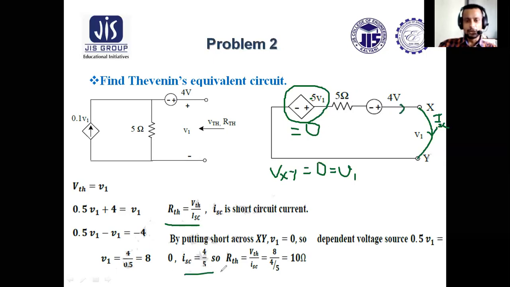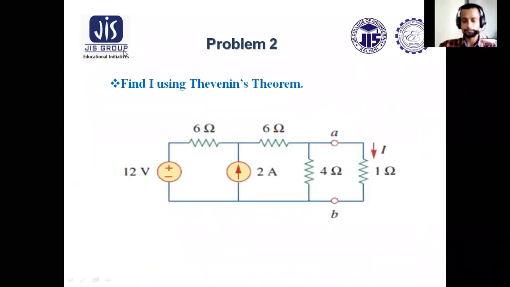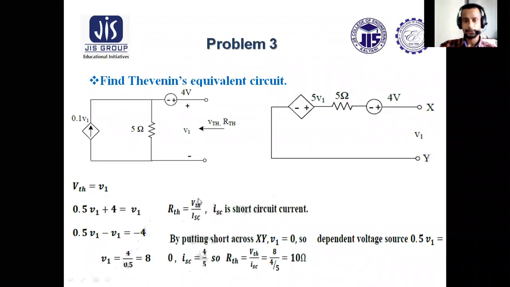Okay. So RTH equals VTH by ISC. VTH is 8 and ISC is 4 by 5. That is, RTH is 10 ohm. So to find RTH for dependent circuits, first find VOC, then find ISC, then find RTH by this formula. So RTH is 10 ohm. So this is how you can calculate VOC and RTH.